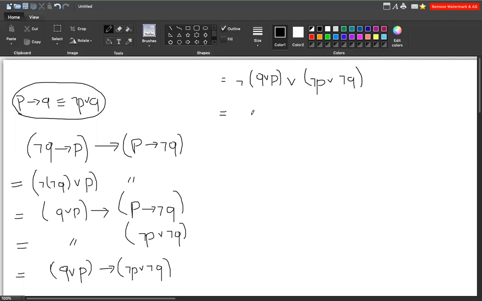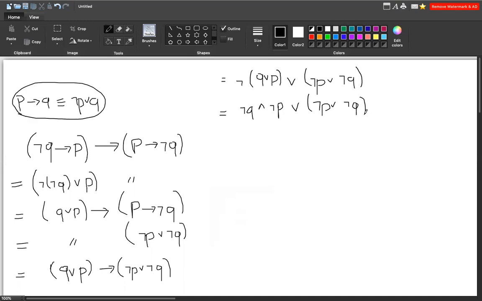Now we have applied De Morgan's law, and we will be applying De Morgan's law on this side, on this compound proposition. So it's going to be negation of Q, and then this R will become and, it's going to be negation of P. It's going to become or, negation of P or negation of Q.